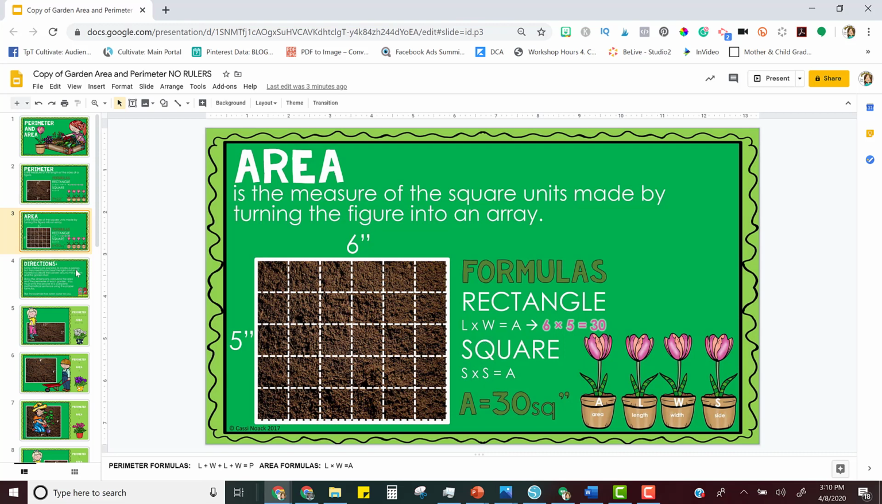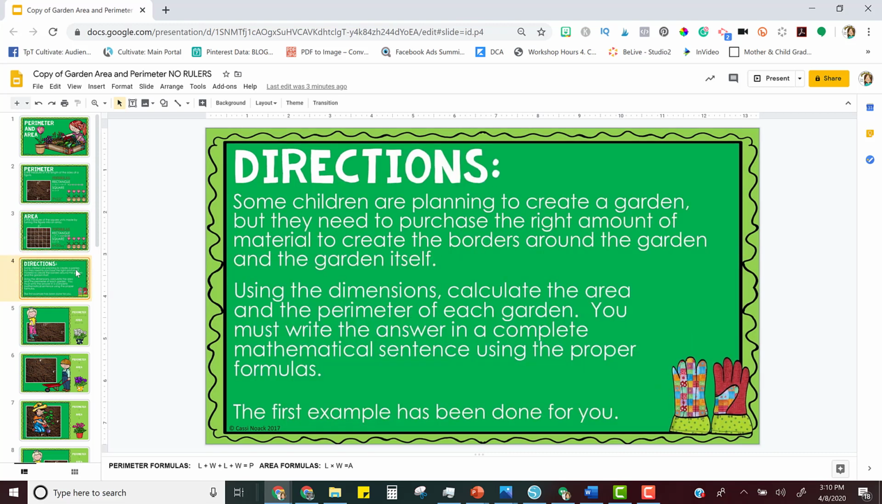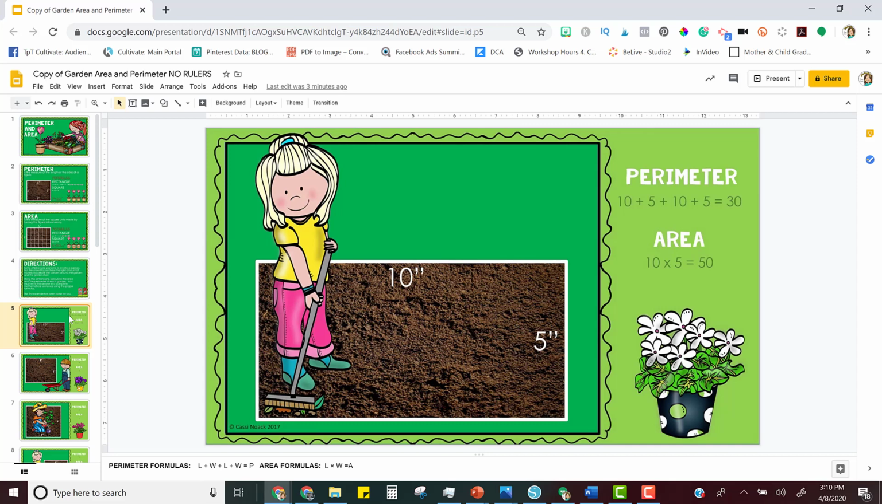All right, so let's look at the directions for this activity. It says some children are planning to create a garden, but they need to purchase the right amount of material to create the borders around the garden and the garden itself. Using the dimensions, calculate the area and the perimeter of each garden. You must write the answer in a complete mathematical sentence using the proper formulas. So the first example has been done for you. So let's look at that example.